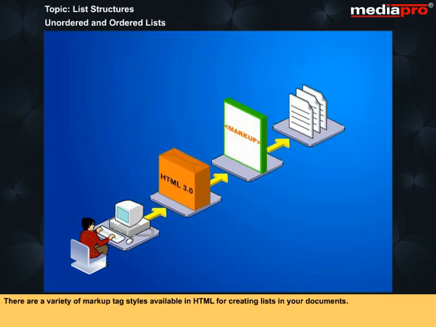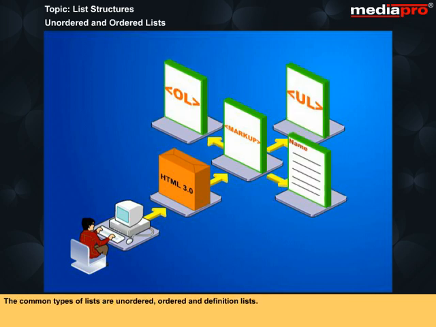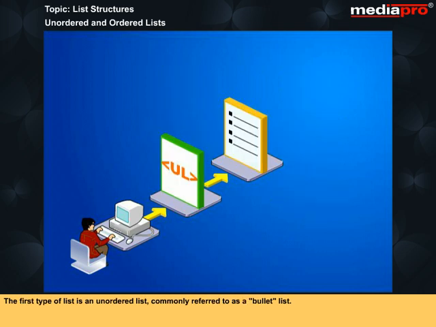There are a variety of markup tag styles available in HTML for creating lists in your documents. The common types of lists are unordered, ordered, and definition lists. The first type of list is an unordered list, commonly referred to as a bullet list. Items in the list are displayed indented, and each item is preceded by a bullet. The second type of list is an ordered list, commonly referred to as a numbered list. It is just like an unordered list, except the items in the list are displayed with numbers instead of bullets.